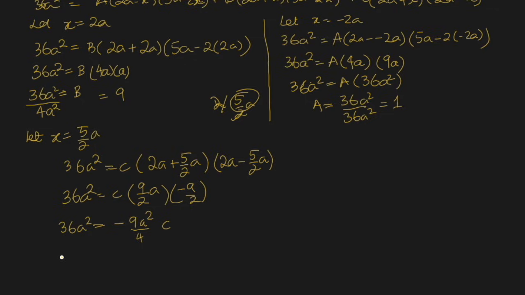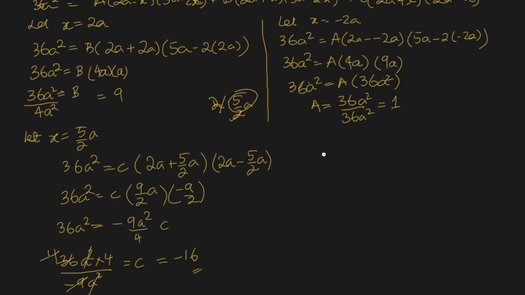So 4 multiplies here, 36a squared times 4 over minus 9a squared will be c, cross multiplications. So a squared and a squared cancel out. Minus 9 gives us minus 4, and c gives us minus 4 times 4, minus 16.